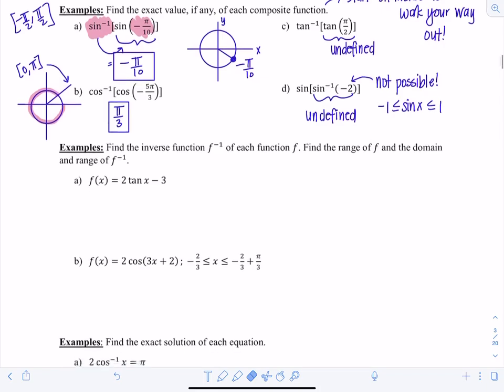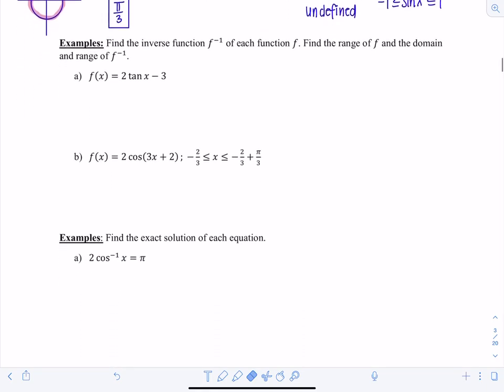All right. Next example, we're going to find the inverse function for each of these functions here, and then find the range of f and the domain and range of the inverse function. So this is something that we've done before, but now we're working with these trig functions. Okay, so to find the inverse function, first thing I do is replace f of x with y. So we have y equals 2 tan x minus 3. And then I'm going to interchange x and y. So I have x equals 2 tan y minus 3.